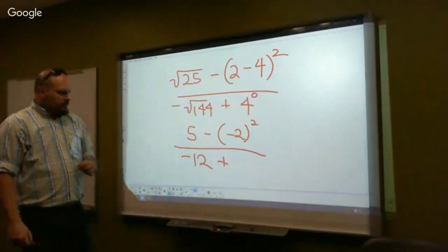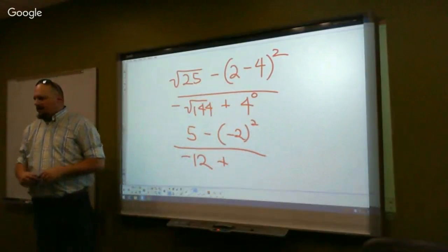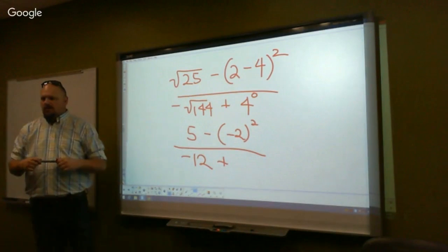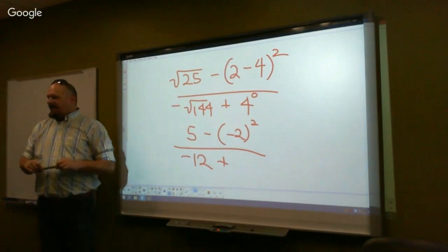Hold on. So, what is 4 to the 0 power? 0. Pollux says it's 0. Who agrees with Pollux that it's 0? I agree with Pollux. Pollux, you're going to learn something today.